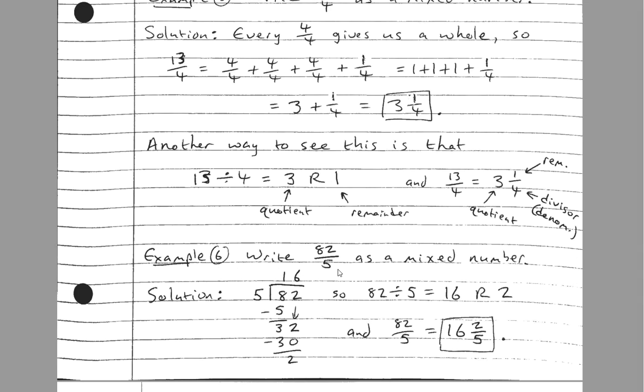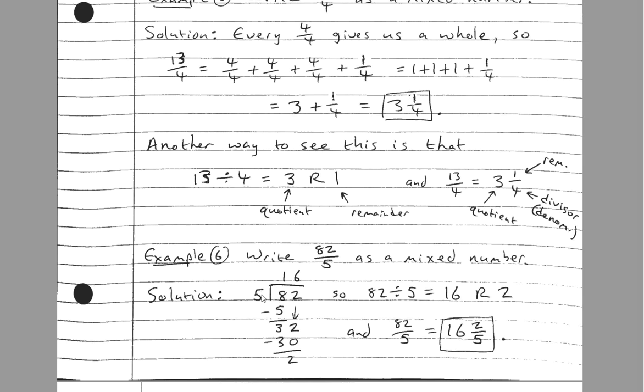Example 6, let's try another one of those. We want to write 82 fifths as a mixed number. So we have 82 divided by 5. How many times does 5 fit into 82? We're dividing 82 by 5, so the 5 has to go on the outside. I've already seen some homeworks where it's the wrong way around. But we're dividing the 5 into the 82.